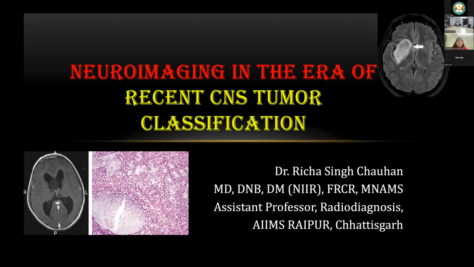The 2016 classification, for the first time, incorporated the molecular or genetic basis of CNS tumors within the classification, and the further upgrade in that version, the 2021 CNS tumor classification, has also incorporated many molecular subtypes of tumors within the classification.